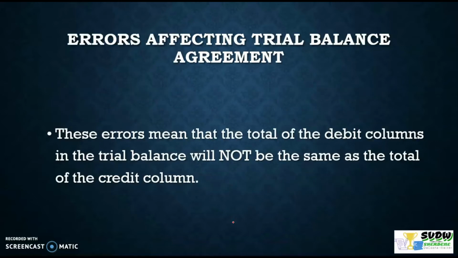Now, errors affecting trial balance agreement. These errors mean that the total of the debit column in the trial balance will not be the same as the total of the credit column. You are very much aware that the trial balance has a list of balances as well as a debit column and a credit column. So what we're saying is that at the end of calculating both columns, we would find out that the debit column is not the same as the credit column.